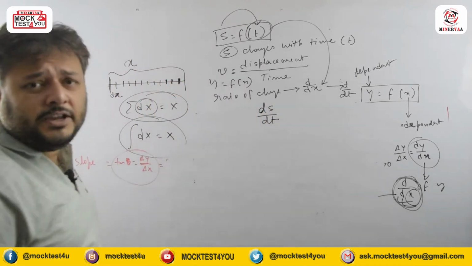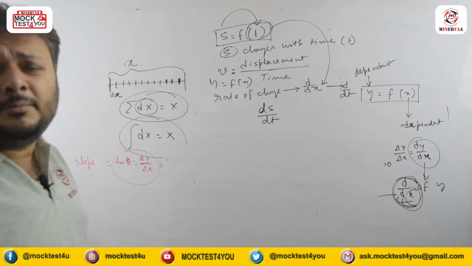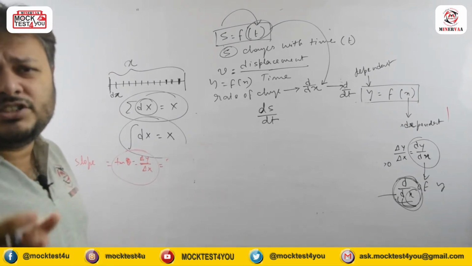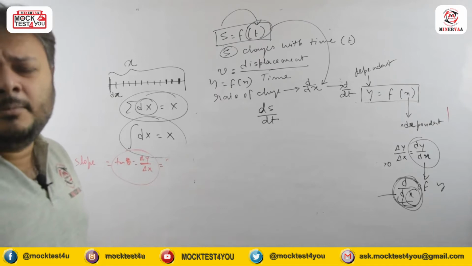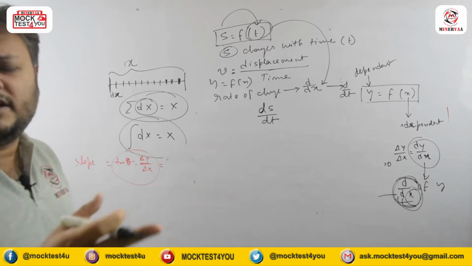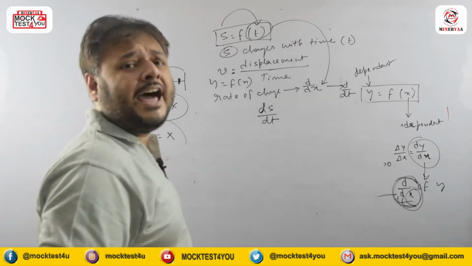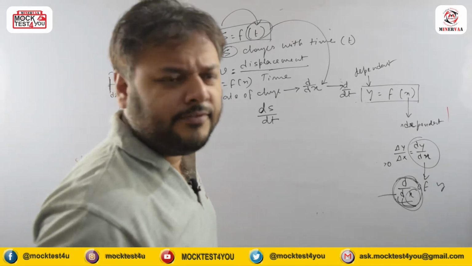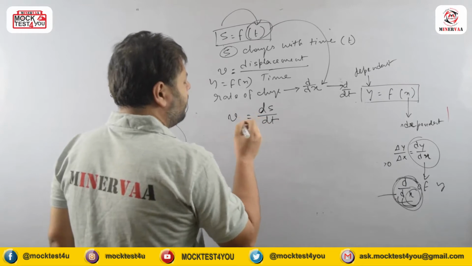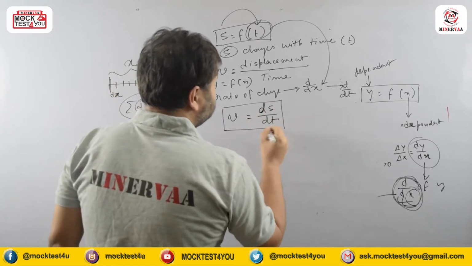Sometimes we pronounce it as ds by dt, and by mathematics it is utterly wrong, because ds by dt does not stand, because it is not a division anymore. It is a different mathematical operation known as differentiation, which implies the rate of change of one variable. So v, the velocity, stands for ds/dt.